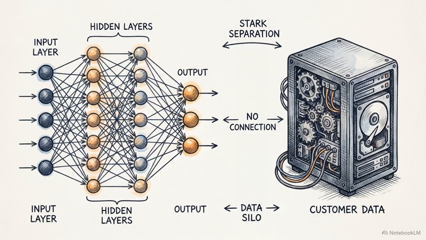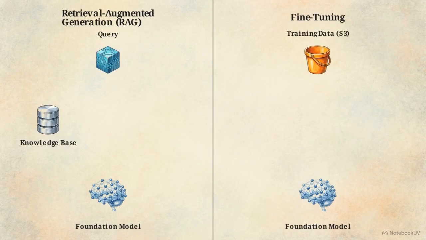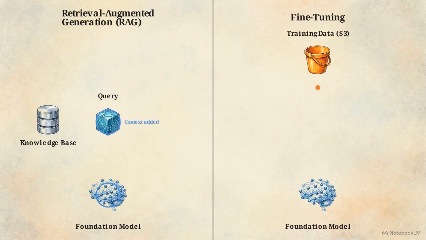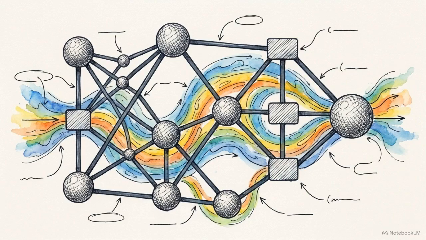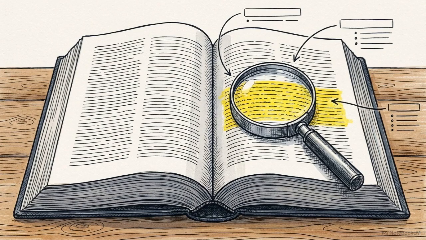Even the most advanced base foundation models share a critical limitation. They have zero awareness of your organization's proprietary, real-time, or domain-specific data. To bridge this gap, architecture diverges into 2 distinct solutions: retrieval-augmented generation and fine-tuning. Retrieval-augmented generation, or RAG, utilizes Bedrock knowledge bases to dynamically inject factual, external context into a query before it reaches the model. The defining characteristic of RAG is that it does not alter the underlying model's structure or weights in any way. It simply provides the model with an open book to read from.